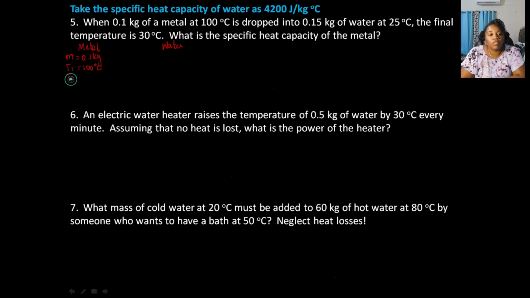Final temperature is 30. And we're looking for the specific heat capacity of that metal. Now the mass of the water is 0.15 kilograms. The initial temperature is 25 degrees Celsius. The final temperature is 30. And the specific heat capacity of water is actually 4200.